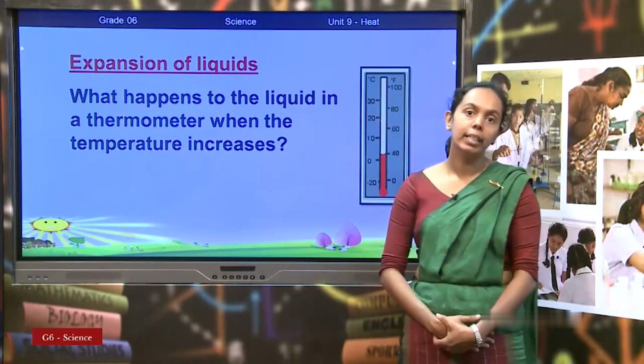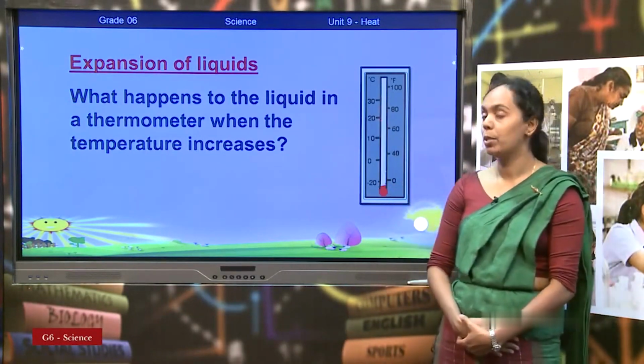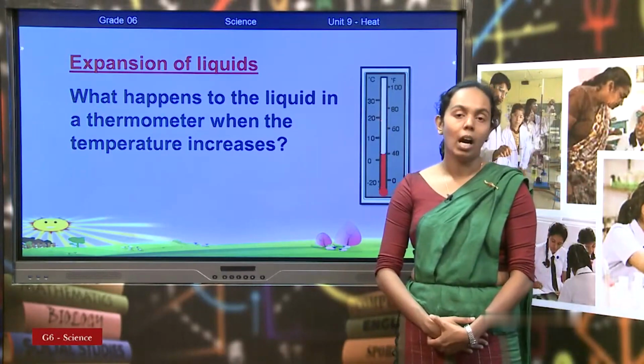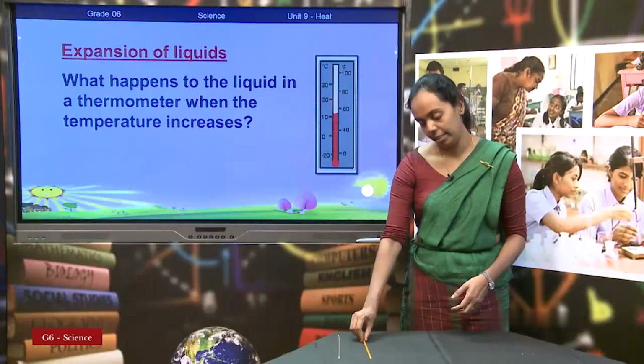Now we have already learned about the expansion of solids. Then we will see the expansion of liquids. I am going to explain the expansion of liquids through this question. The question is, what happens to the liquid in a thermometer when the temperature increases? Now you know we use thermometers to measure temperature. Today I have brought two types of thermometers.